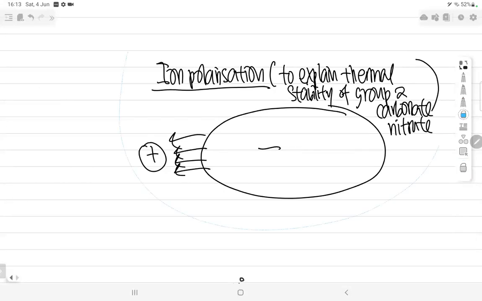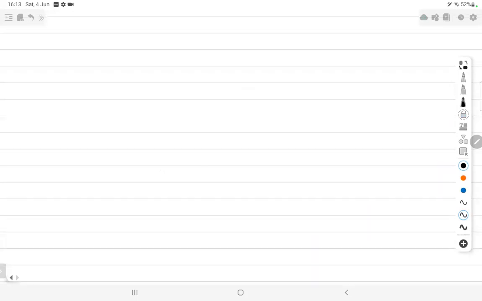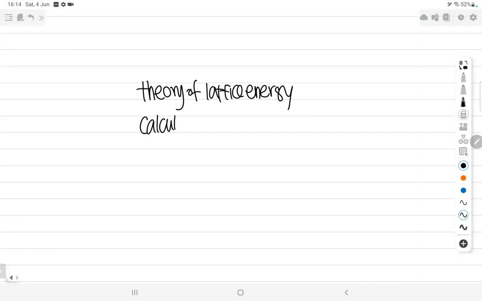For today's lesson, we're going to do a lot of calculation. Everyone listen carefully. In the last lesson, we learned about the theory of lattice energy, what lattice energy is all about. Today we will learn the calculation of lattice energy, how to calculate the lattice energy. That is the main focus for today.